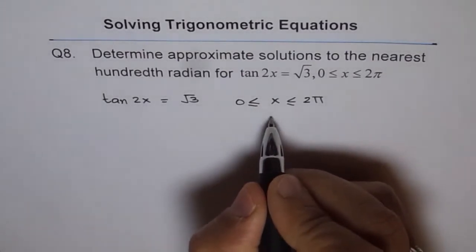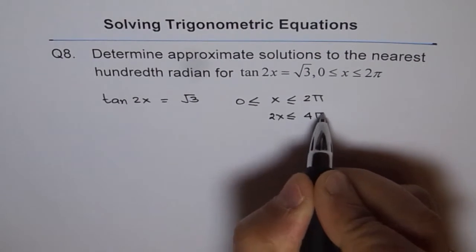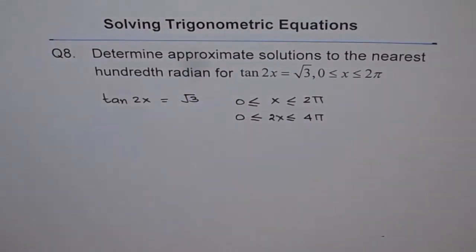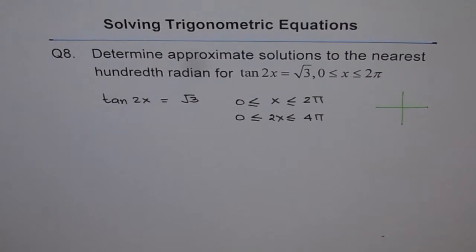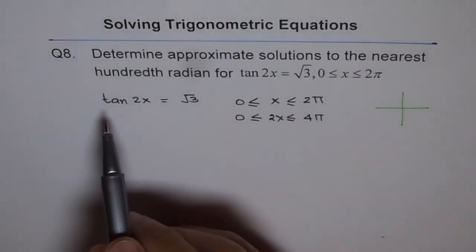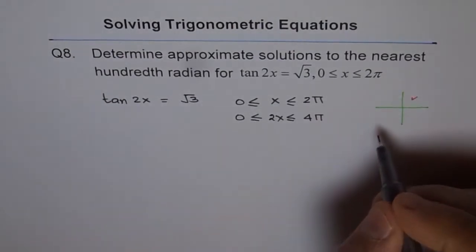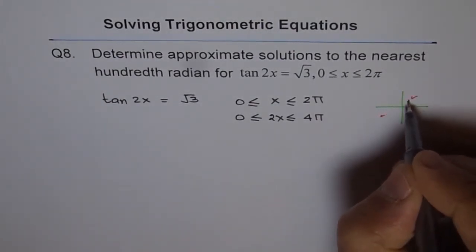So let me multiply this by 2 and we get 2x is less than or equal to 4 pi and greater than or equal to 0. So when we are looking for solutions for this kind of question, we are expecting more than two answers, right? We know tan is positive when you are in quadrant 1 or in quadrant 3. That's the CAST rule, right?